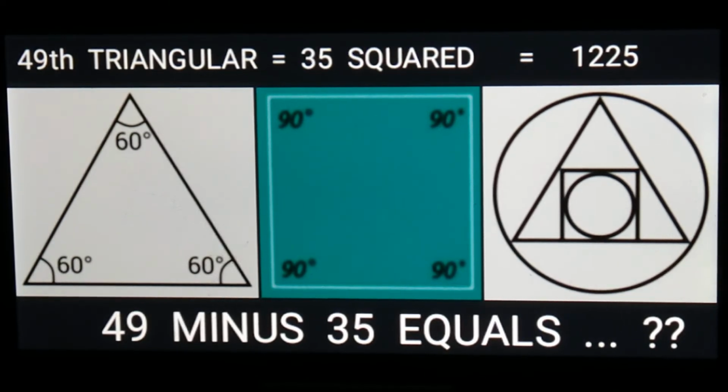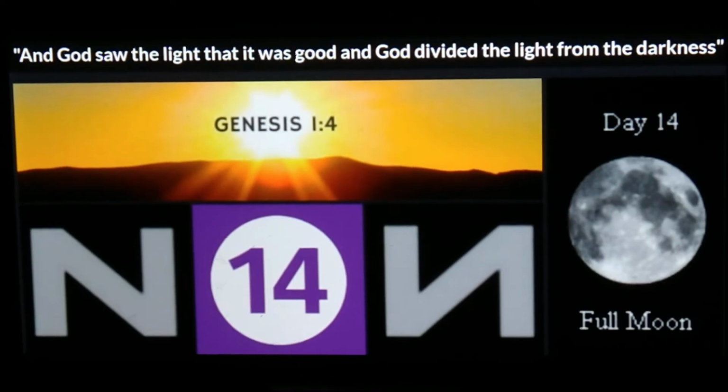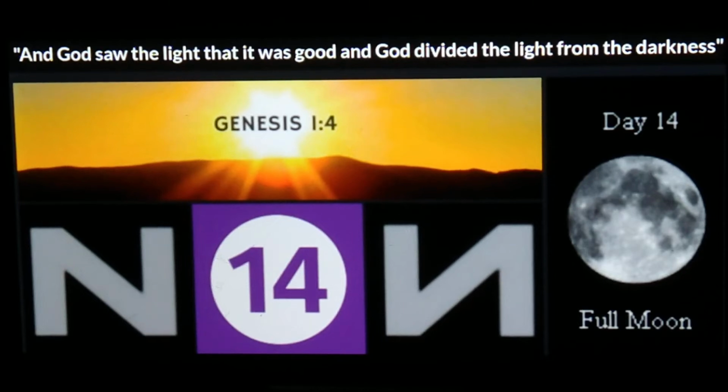So look off to the bottom, you can see 49 minus 35. What's that equal? That's an easy one. It's 14. Talk about Genesis 1:4, and God saw that the light, it was good, and God divided light from the darkness. So you think about this duality, these reflective letters, the non-reflective letters. N backwards in a mirror looks like N forwards.